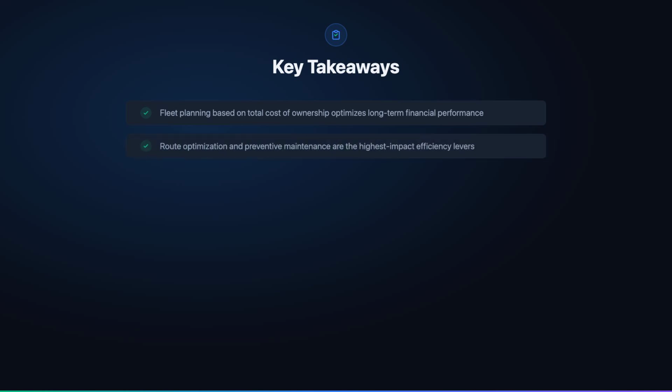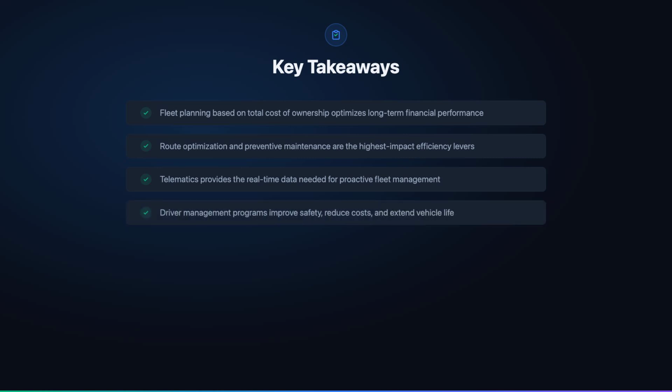These two strategies together can reduce fleet operating costs by 20 to 40%. Without telematics data, we are managing blind. Real-time visibility transforms every fleet management decision. Investing in driver performance creates a cascade of benefits from lower fuel costs to fewer accidents.